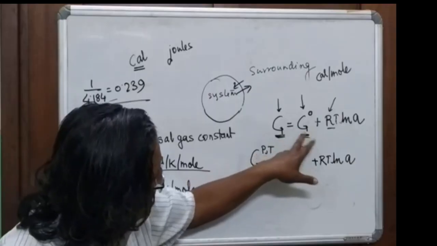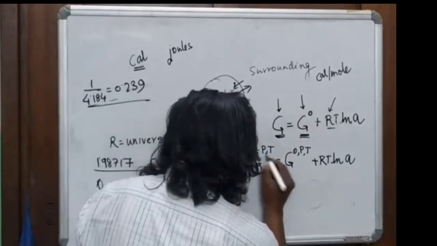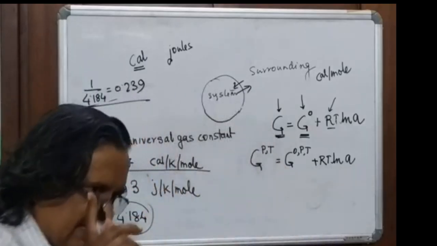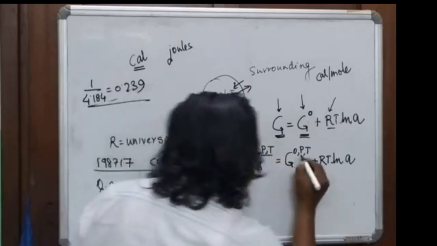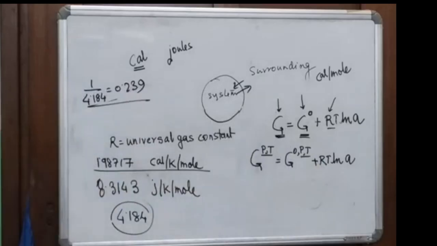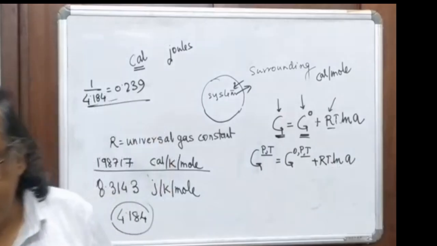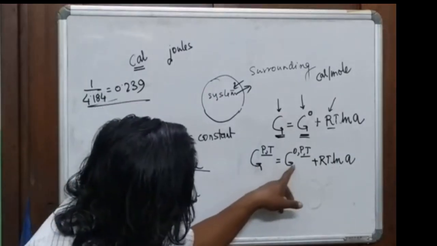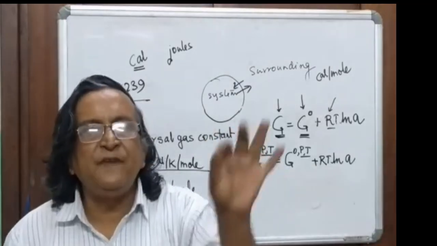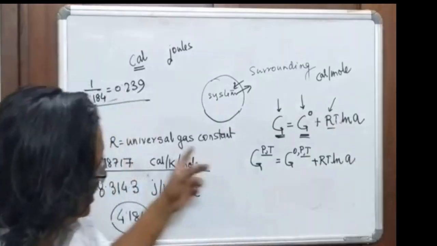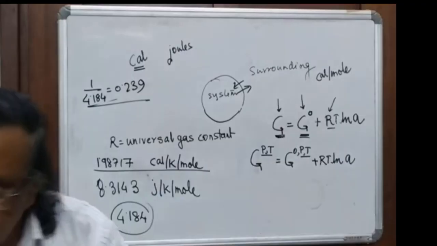Chemical free energy: G is equal to G0 plus RT ln A. This one here is the same, except that I have written pressure and temperature here, meaning that this free energy equation, the equation of state, is at a particular pressure and temperature condition. If you happen to change the pressure and temperature condition, we will have the same equation, but the numbers would change because of the different conditions.